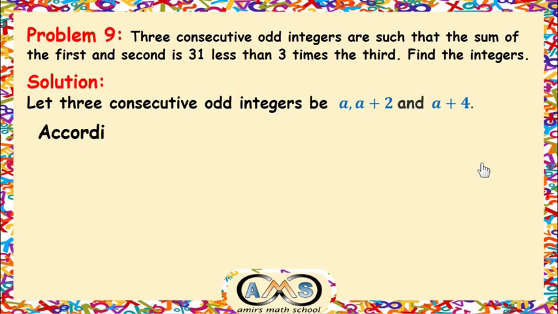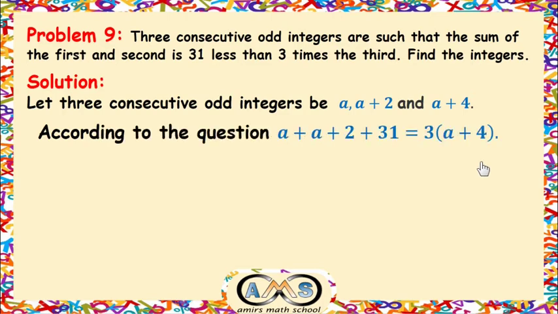Now, according to the question, we can write, that is the sum of the first and the second, that is a plus a plus 2, is 31 less. So we have to add 31 to this sum of the first one and the second one to get the value, that is 3 times the third, that is 3 into a plus 4. So we can write first one plus second one plus 31, which is equal to 3 into the third one, that is a plus 4.